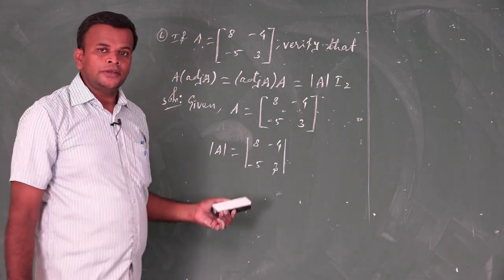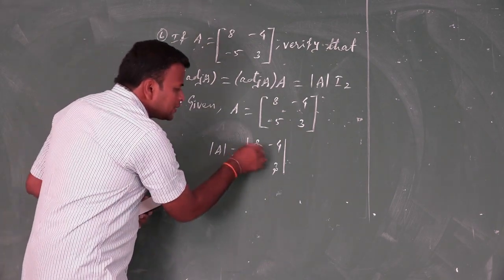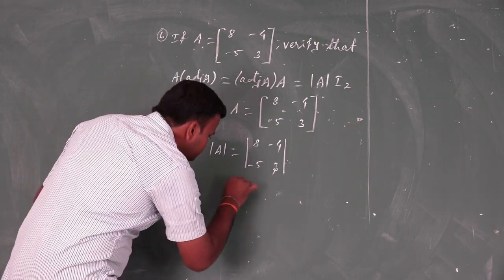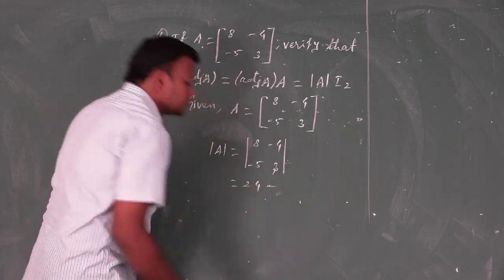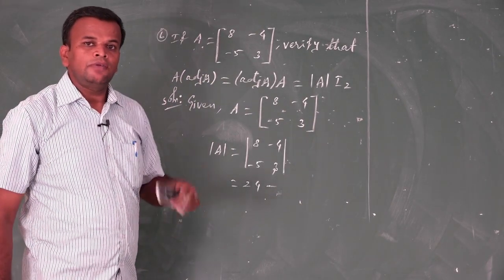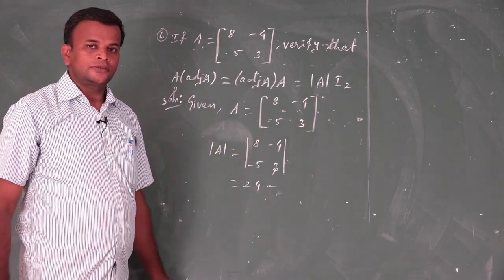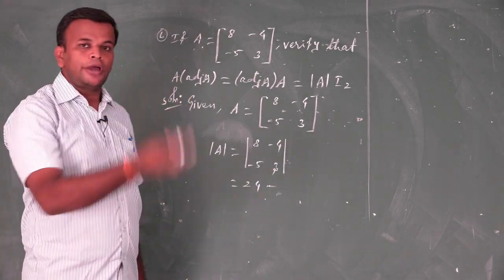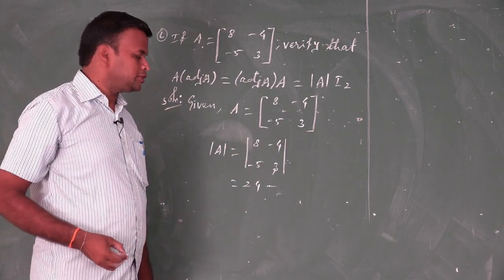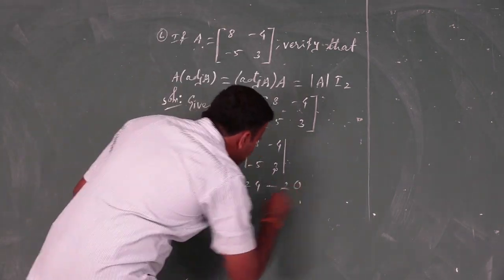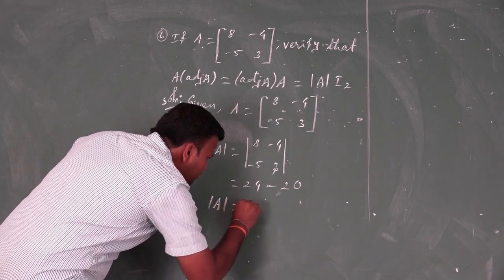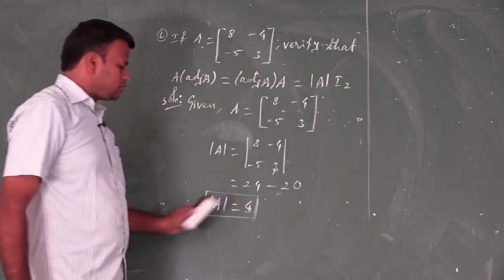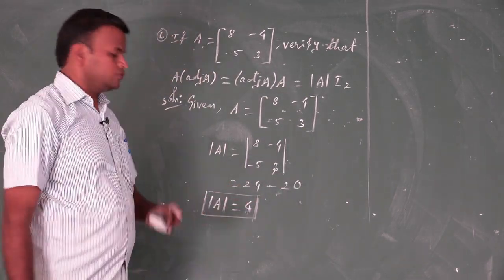How to find this determinant? The first step, we multiply the leading diagonal elements. 8, 3. 8 threes are 24. Next, we put one minus sign. Then we multiply the remaining two elements. Now we multiply these two elements. Minus 5 into minus 4 is plus 20. 24 minus 20 is 4. So determinant A value is 4.